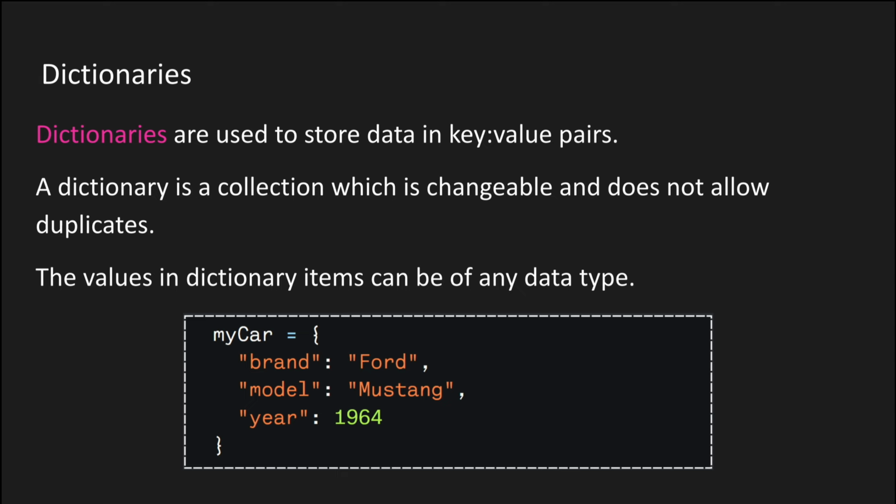So looking at this car dictionary, its keys are the attributes of the car, like brand, model, and year, and its values are the corresponding values for those attributes. So its brand is Ford, its model is Mustang, and its year is 1964.